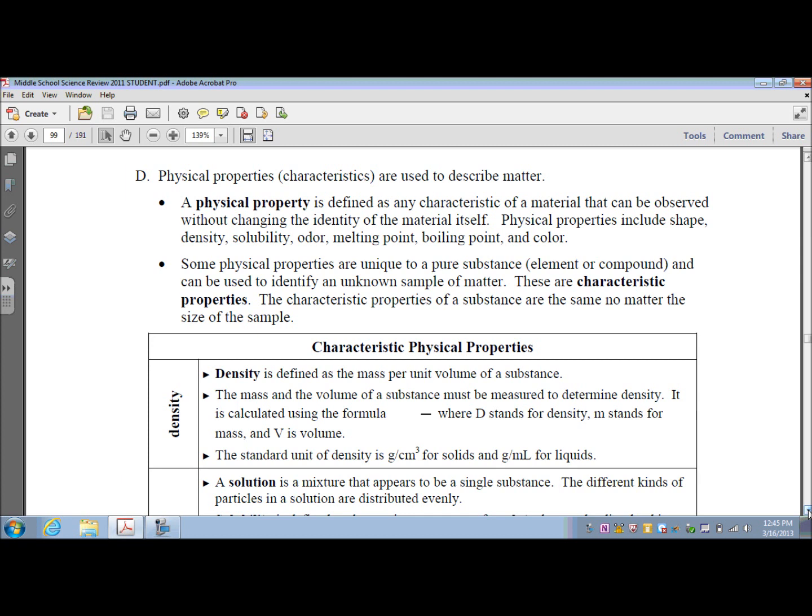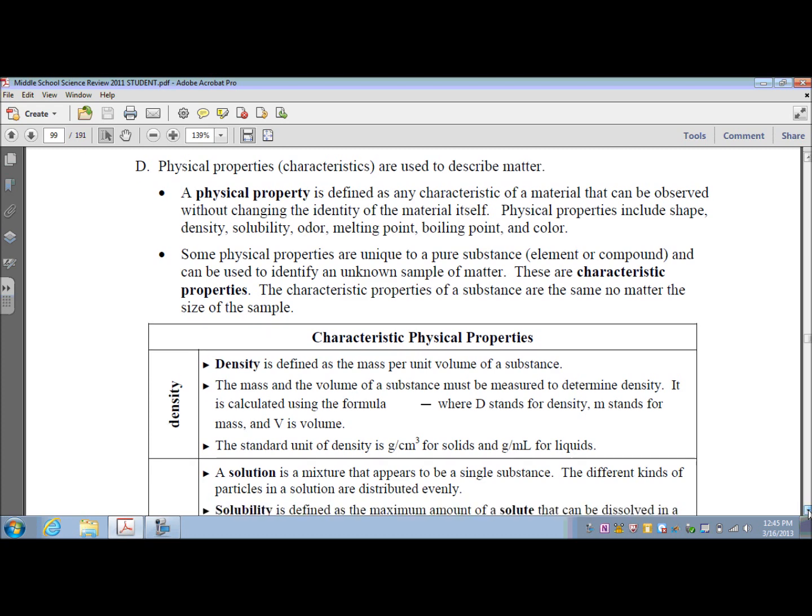Some physical properties are unique to a pure substance, or element or compound, and can be used to identify an unknown sample of matter. These are characteristic properties. The characteristic properties of a substance are the same no matter the size of the sample.